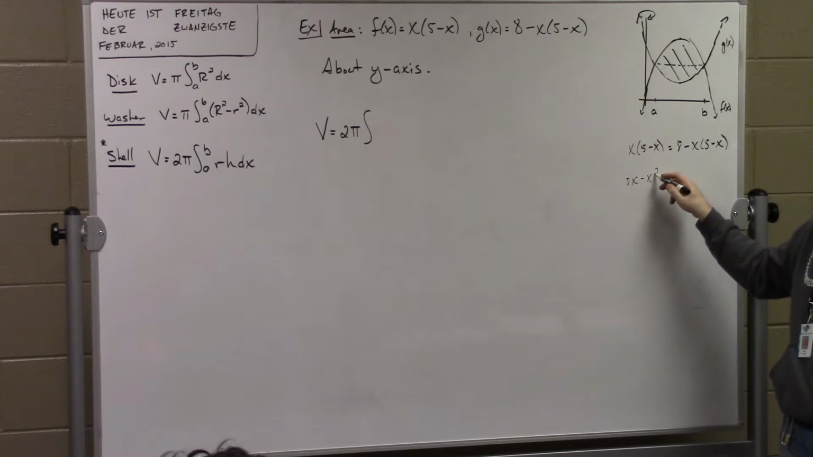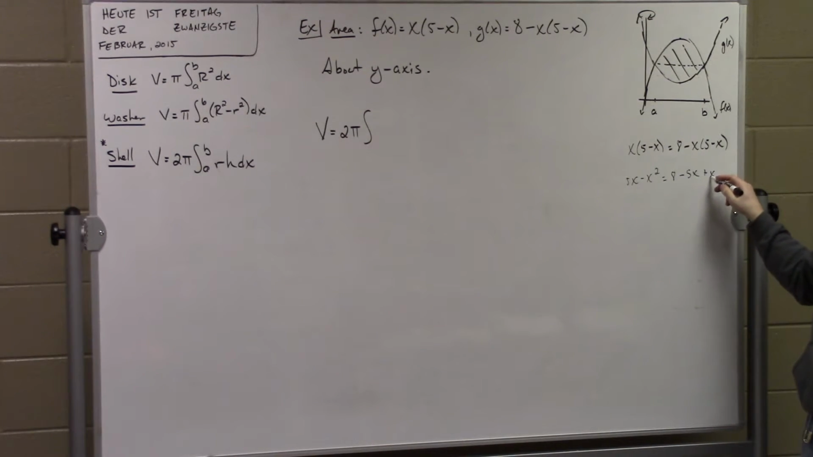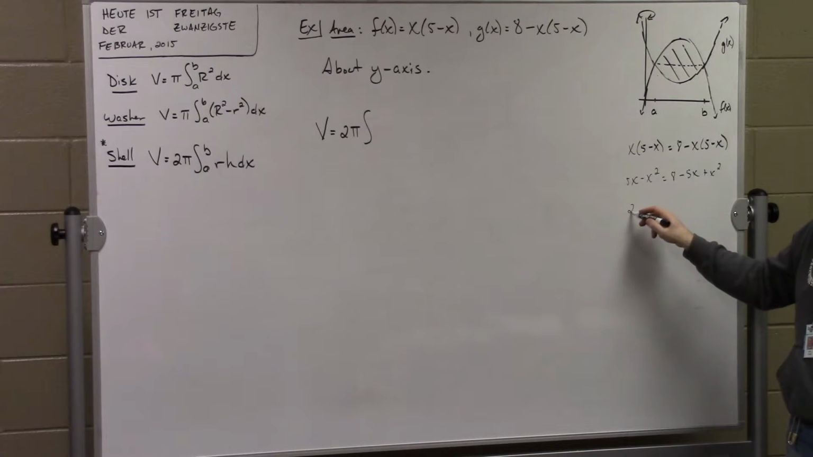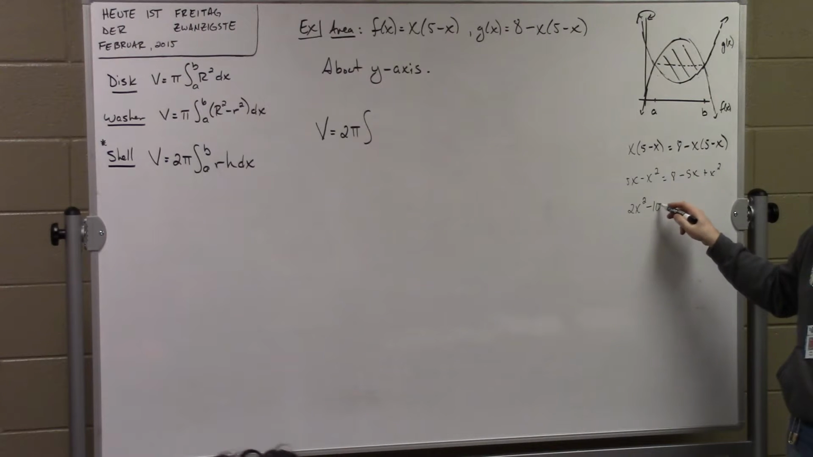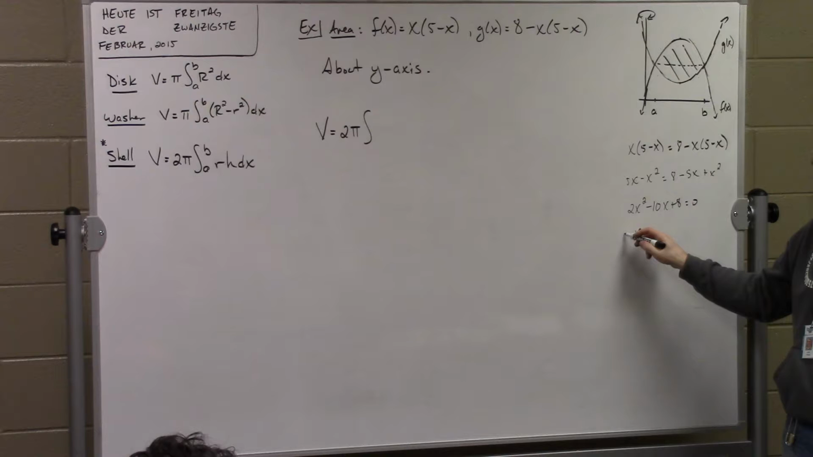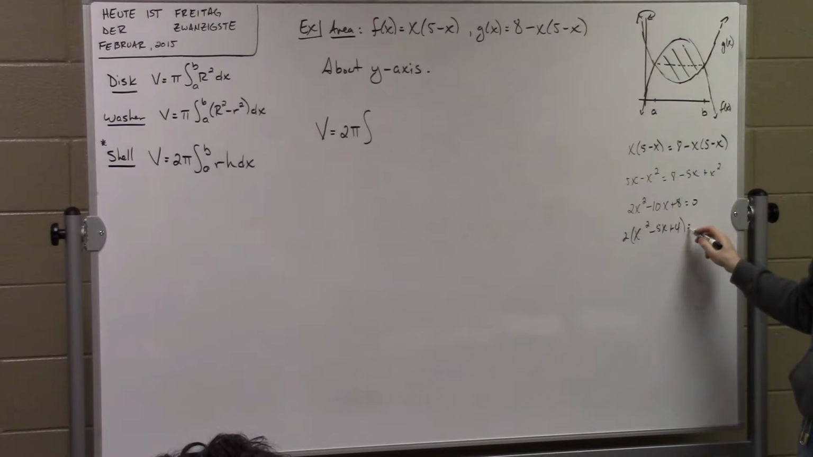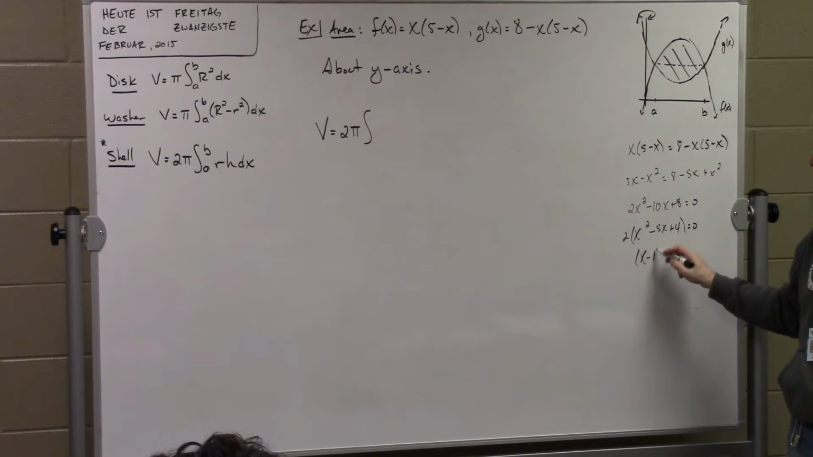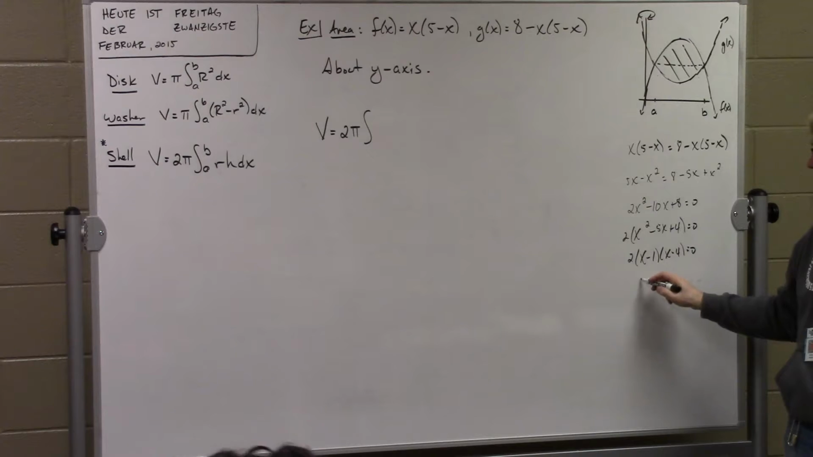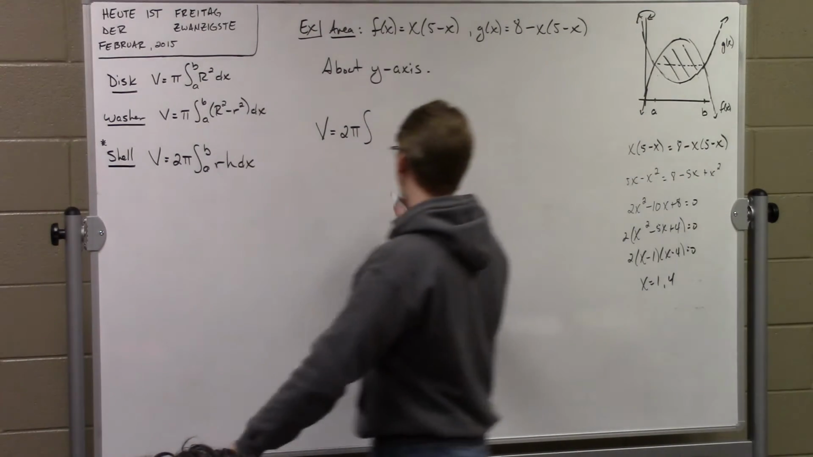5x minus x squared is equal to 8 minus 5x plus x squared. I'm going to get 2x squared minus 10x plus 8 equals 0. Factor out a 2: x squared minus 5x plus 4 equals 0. x minus 1, x minus 4. So these things meet at 1 and 4. So my interval is from 1 to 4.